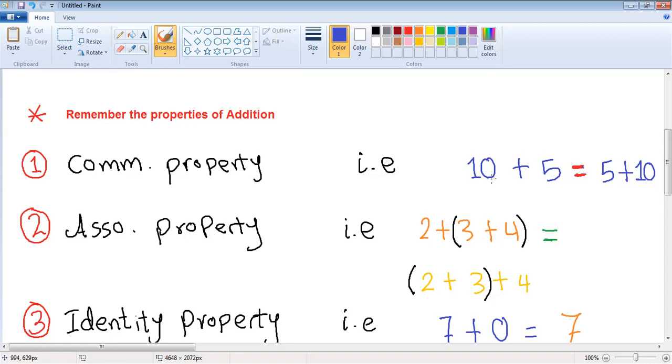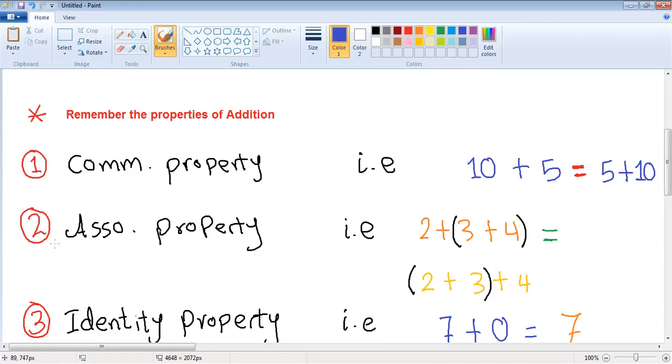But we can't apply this property for subtraction. If we say 5 minus 3 is equal to 2, we can't say 3 minus 5 is equal to the same answer. So put it in your mind.